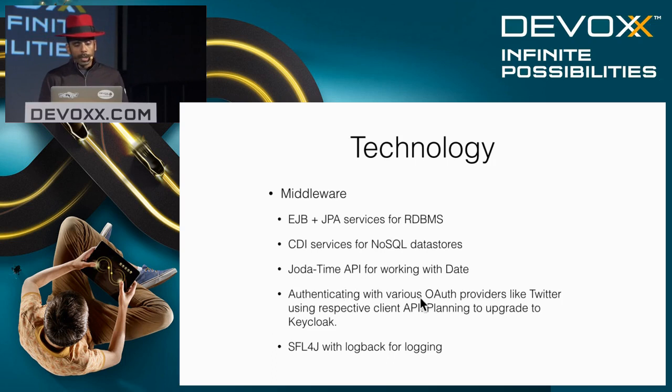We talked about it. We were authenticating using various OAuth providers. We were using their respective client API, like the Twitter API or Facebook API or Google API. But one of the things that we were looking at a few weeks ago was to use Keycloak. Now, Keycloak is a project by JBoss which actually simplifies your social brokering. From your perspective, you're using a single API, and then you can say which broker you want to use to connect. You just need to provide your credentials, and it does the negotiation for you. So I think that's something cool to look at. And we were using SLF4J with Logback for logging on the backend.